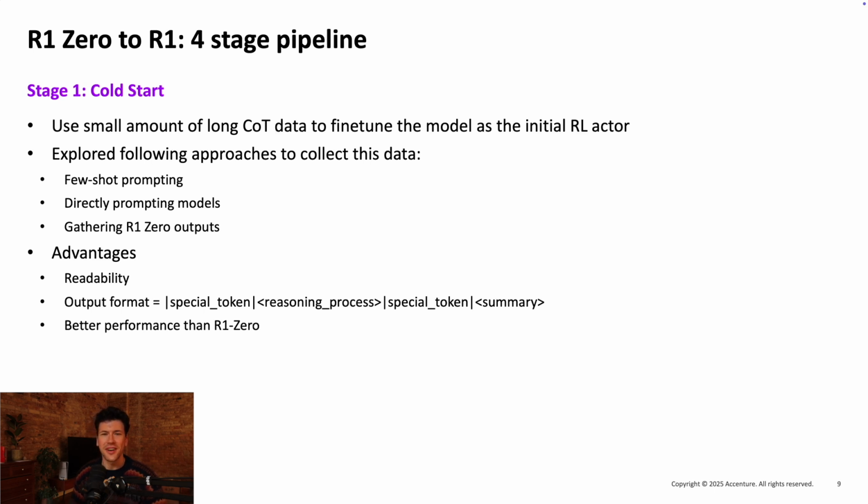And then they used supervised fine-tuning to train the base model. So at this stage, they reintroduced supervised fine-tuning, even though they got rid of it before. The advantages are that it's much more readable, it follows the output format much better, and it has better performance than R1-Zero because it just learns better. DeepSeek say that using supervised fine-tuning with a small amount of high-quality data and then using RL on it, in an iterative approach, leads to much better results.